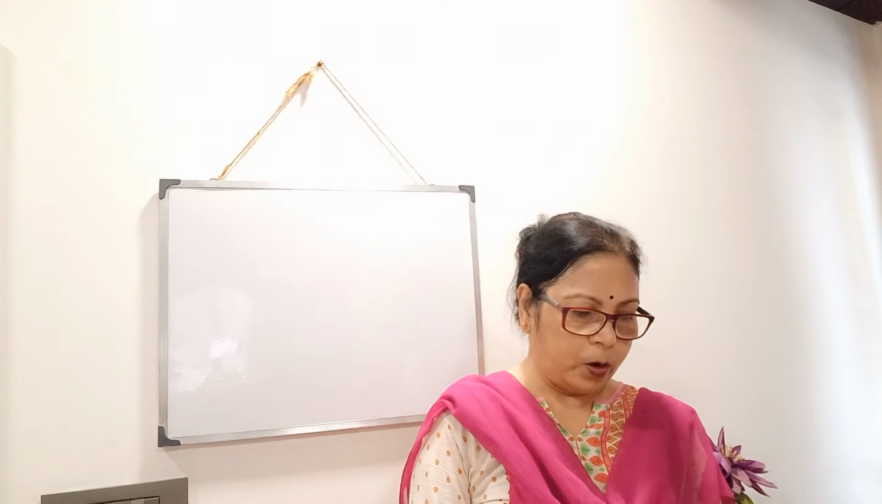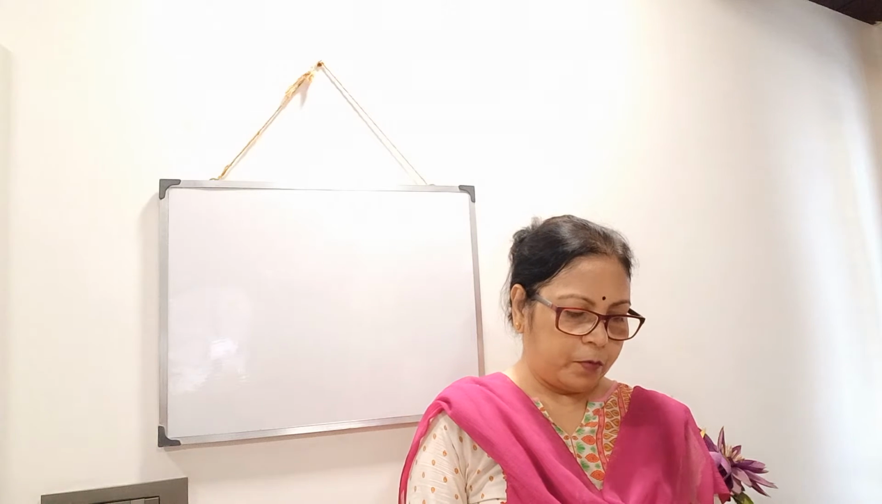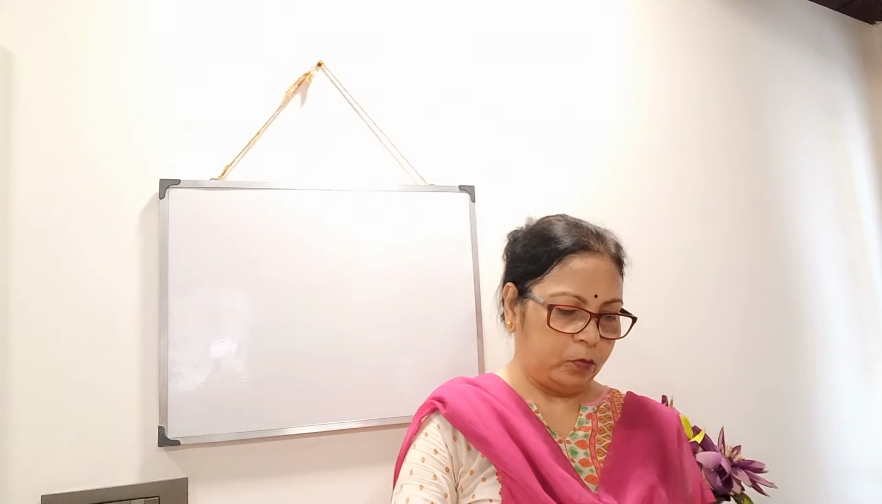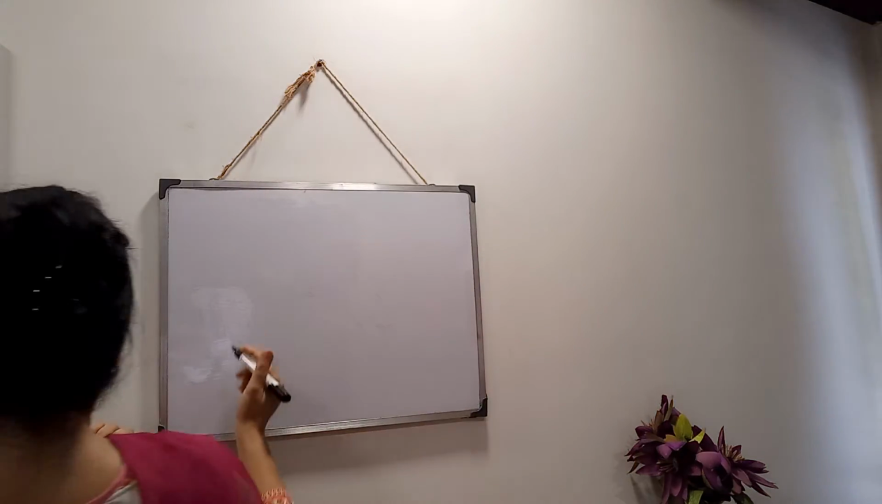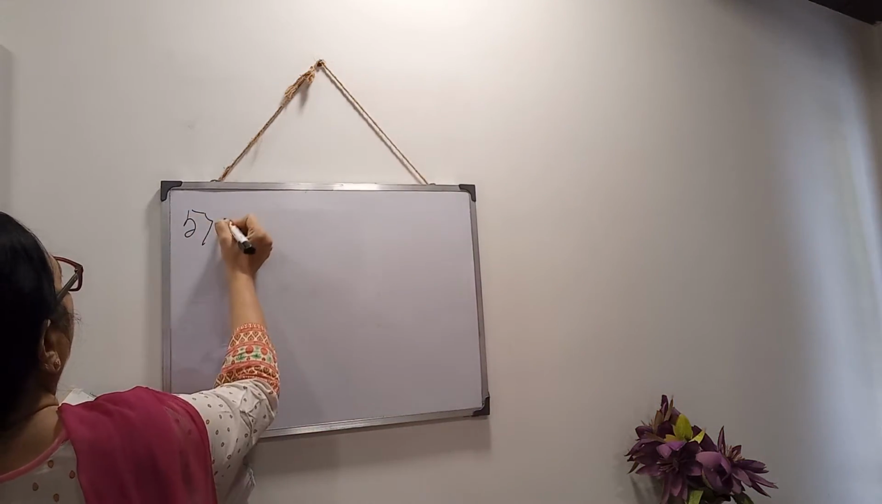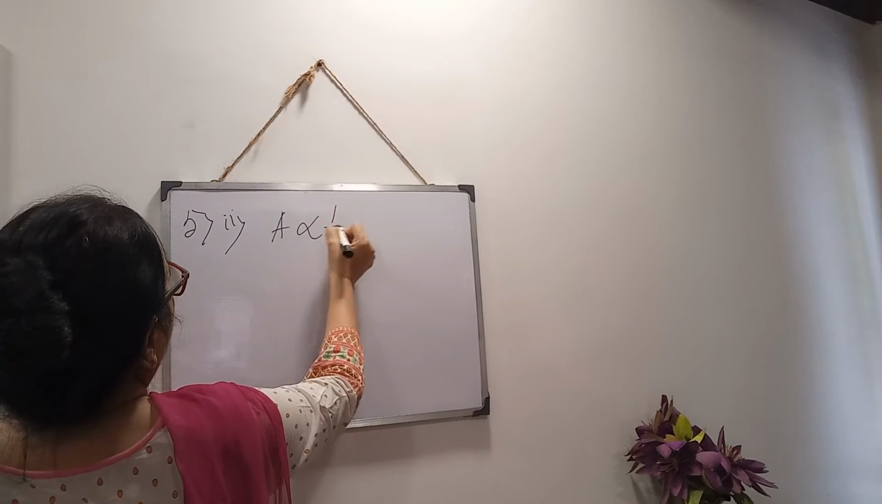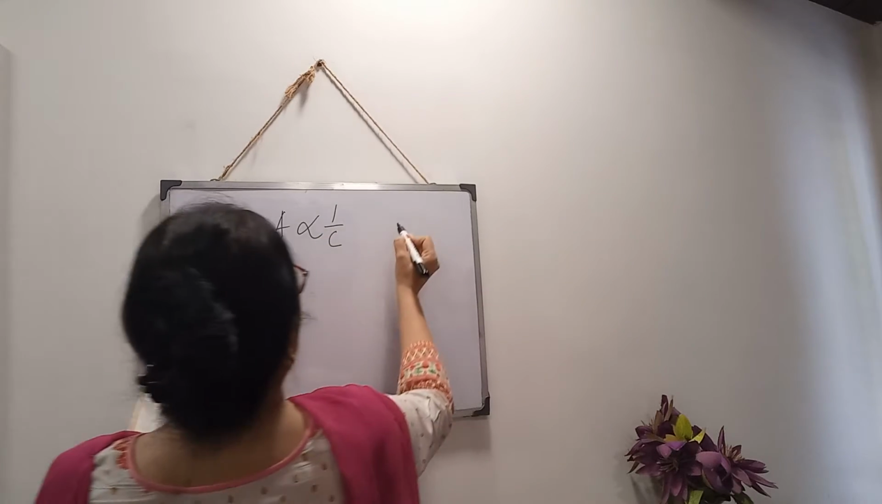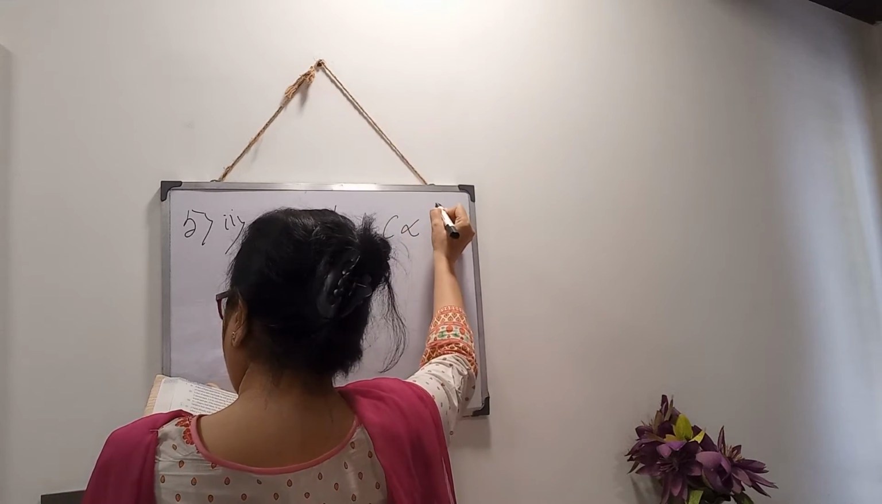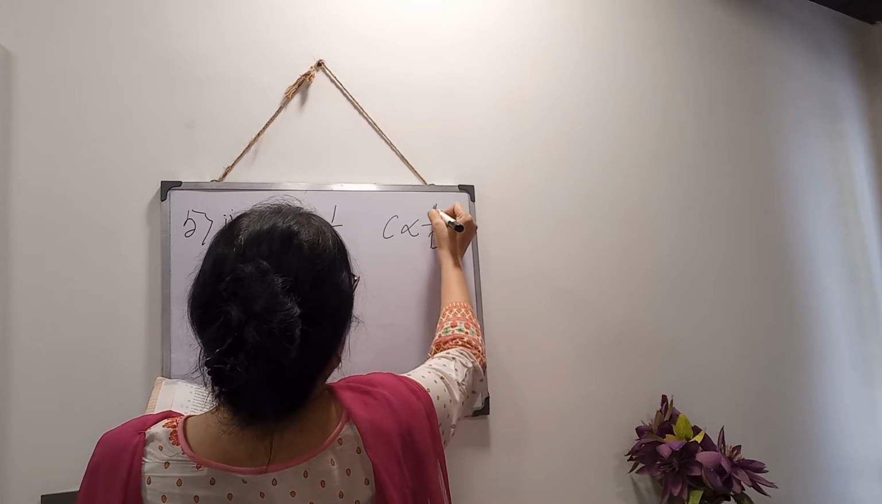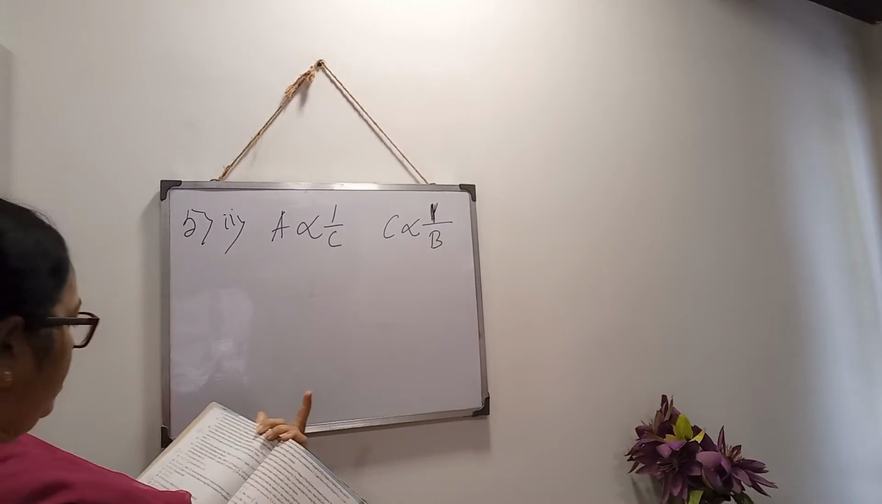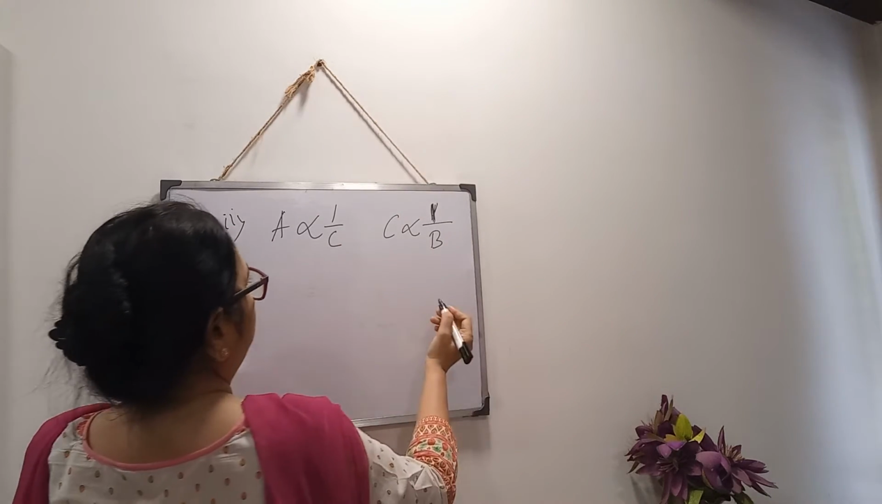Continuation of the previous video. In the previous video you got 5.1. Now 5.2: if A varies as 1 by C and C varies as 1 by B, then show that A varies as B.